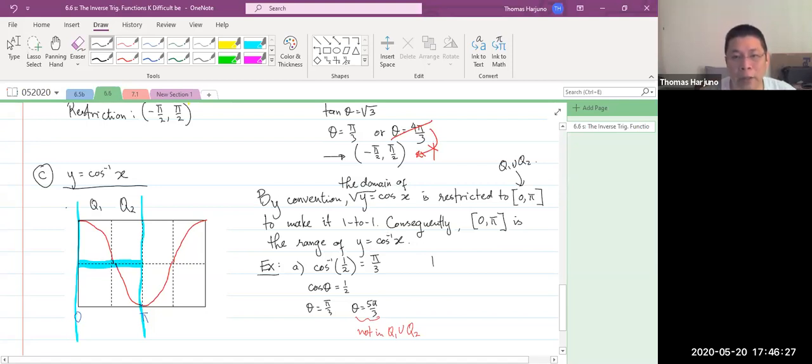Now, what happens if the value is negative? Cosine inverse of negative 1/2 equals what? Then you ask yourself, cosine what equals negative 1/2? Either it is in quadrant 2 or quadrant 3. Now you will see that we will not use this one because it is not in quadrant 1 or quadrant 2. So I use 2 pi over 3.